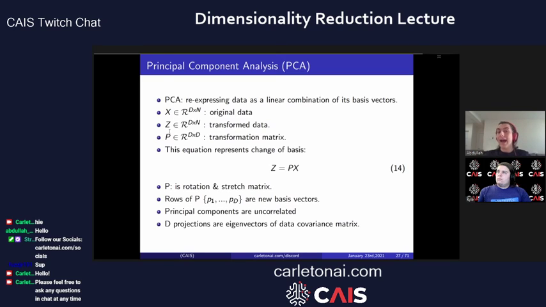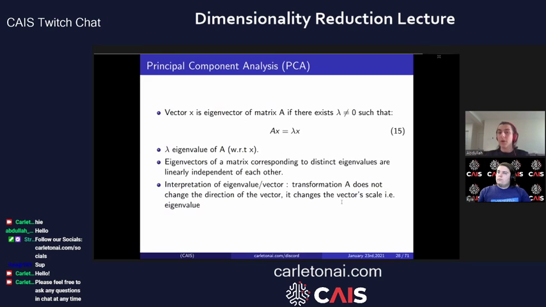Because x and z have the same dimensionality, and our transformation matrix P is of dimensionality d by d, right? So the equation to change the system of coordinates, or to change the basis, is simply z equals P x. And P is simply going to be a rotation and a stretching matrix. The rows of P are going to be the new basis vectors, the new coordinate system we have, right? And we would like these vectors to be uncorrelated, right? And these d projections are the eigenvectors of the covariance matrix, right?